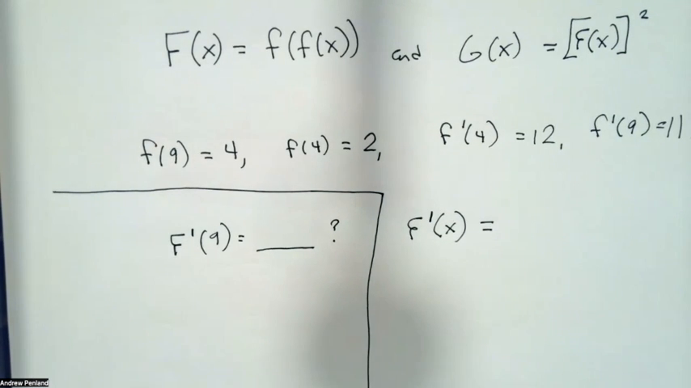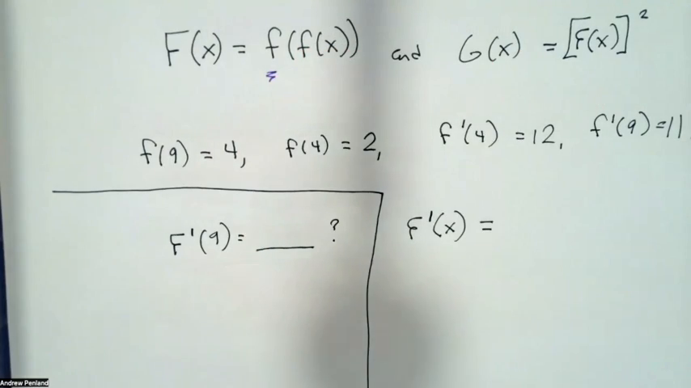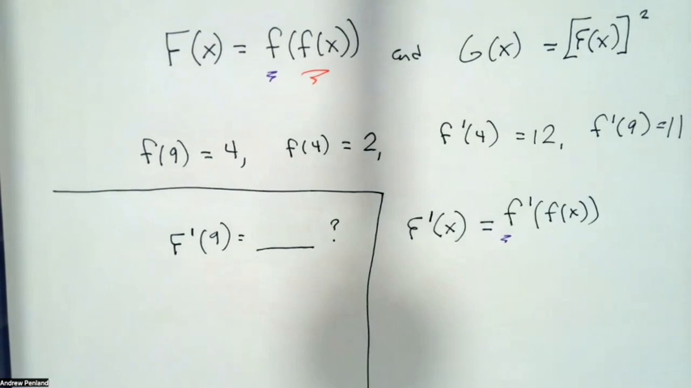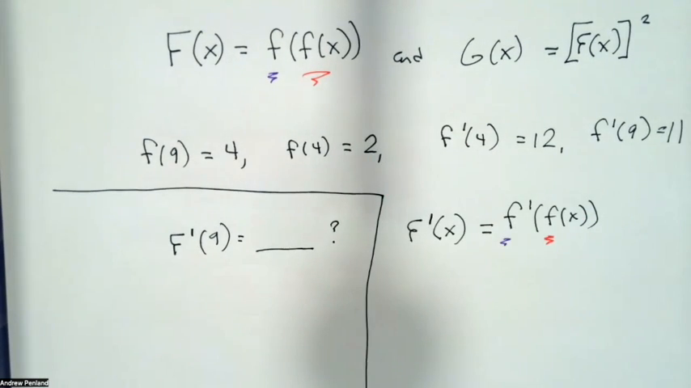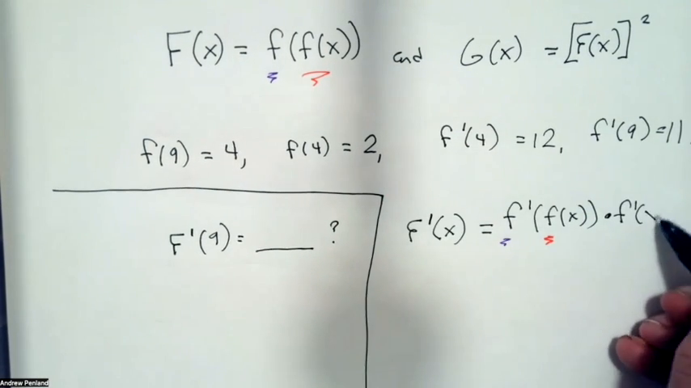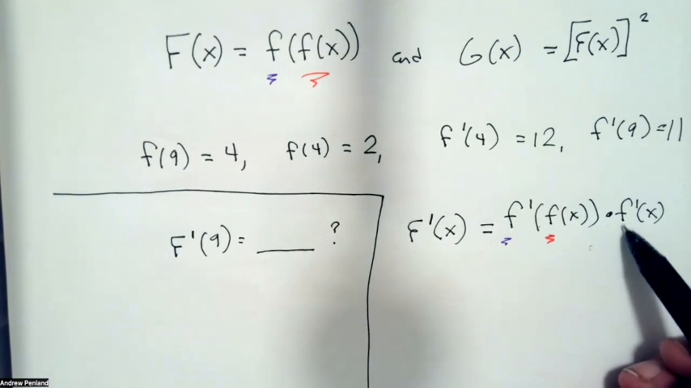So I'm going to take the derivative of the outer function, which will be little f, and leave the inside function alone. So when I do that, what I'll have is little f prime of f of x. And then when I keep moving my way in, I'm going to take the derivative of this inner part, which will be f prime of x. So that's what the derivative of big F would look like. It would be little f prime of little f of x times f prime of x.